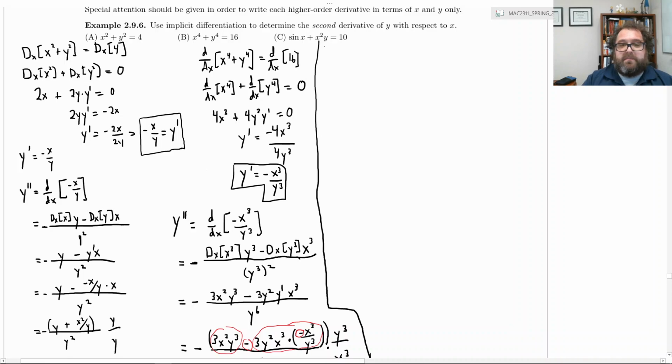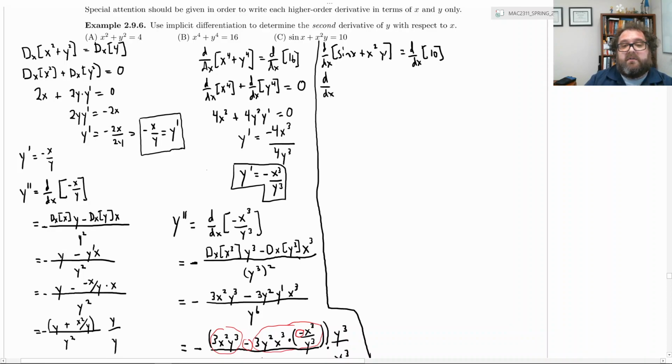So the derivative of both sides with respect to x. So that's going to be the derivative of sine x plus x squared y equals the derivative with respect to x of 10. Okay? And now, of course, the next step is to immediately take the derivative of all the individual terms.